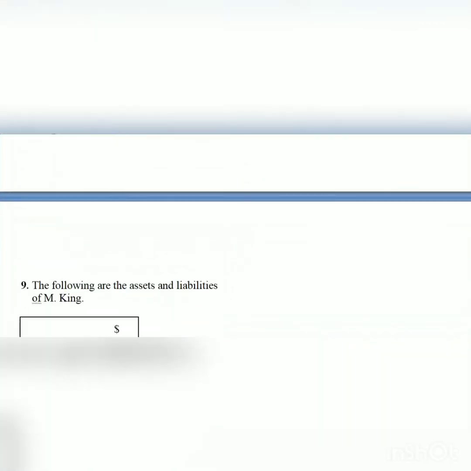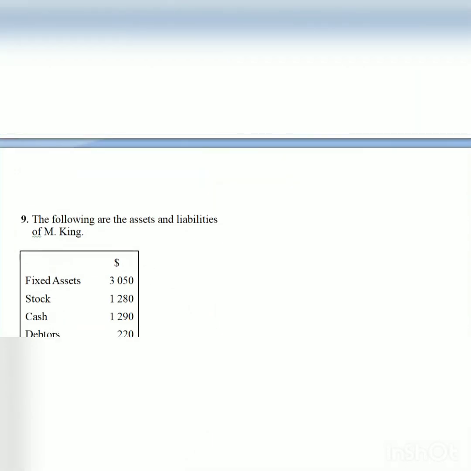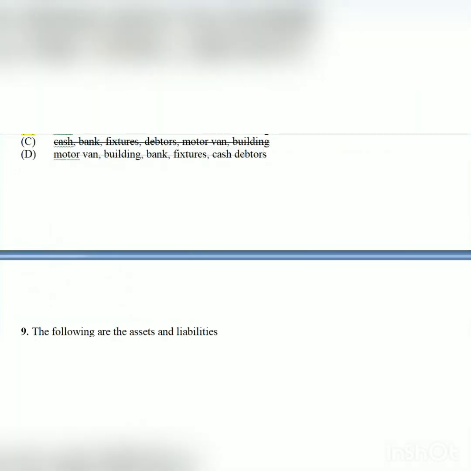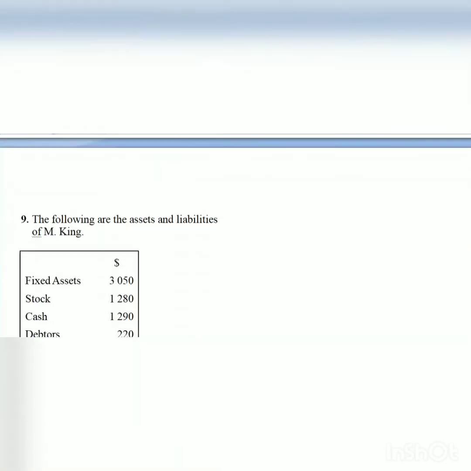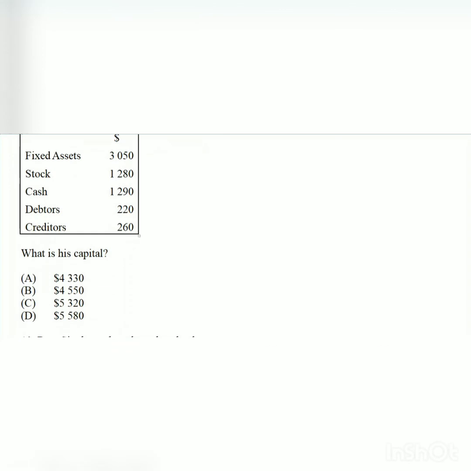Then you want to move to question 9. Alright, so question 9 asks us, basically you get a table with some fixed assets, some balances. You have a balance for fixed assets, stock, cash, debtors, creditors. So you have some balances here for Mr. M. King. Now you're asked to find his capital.